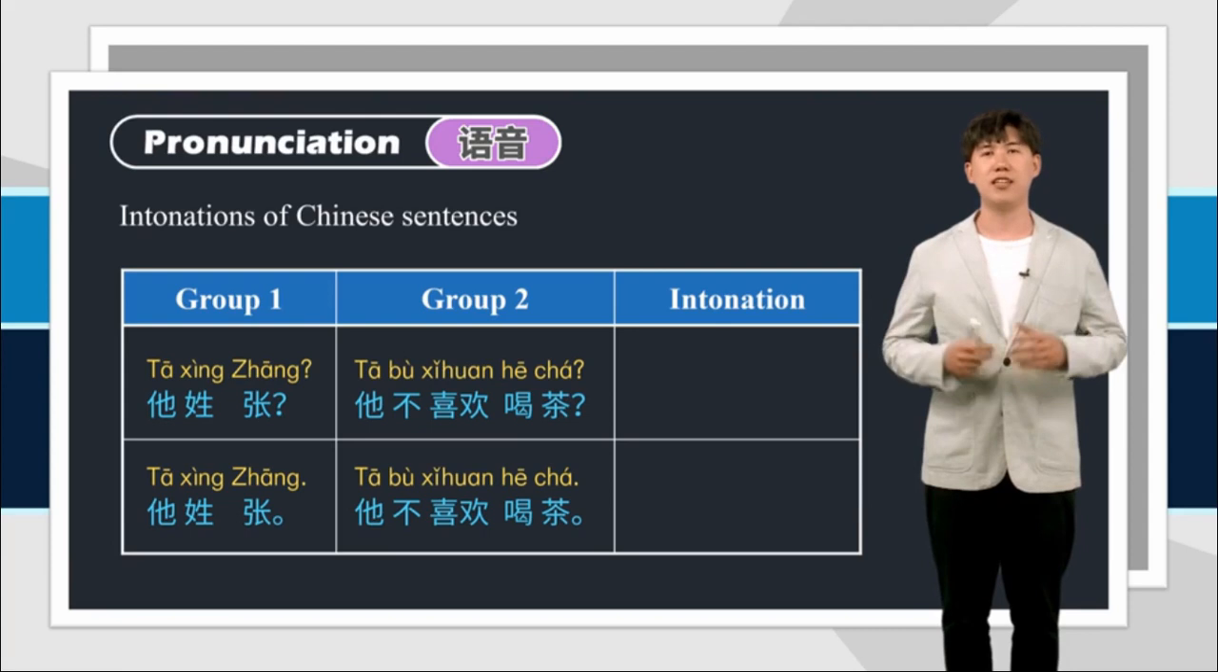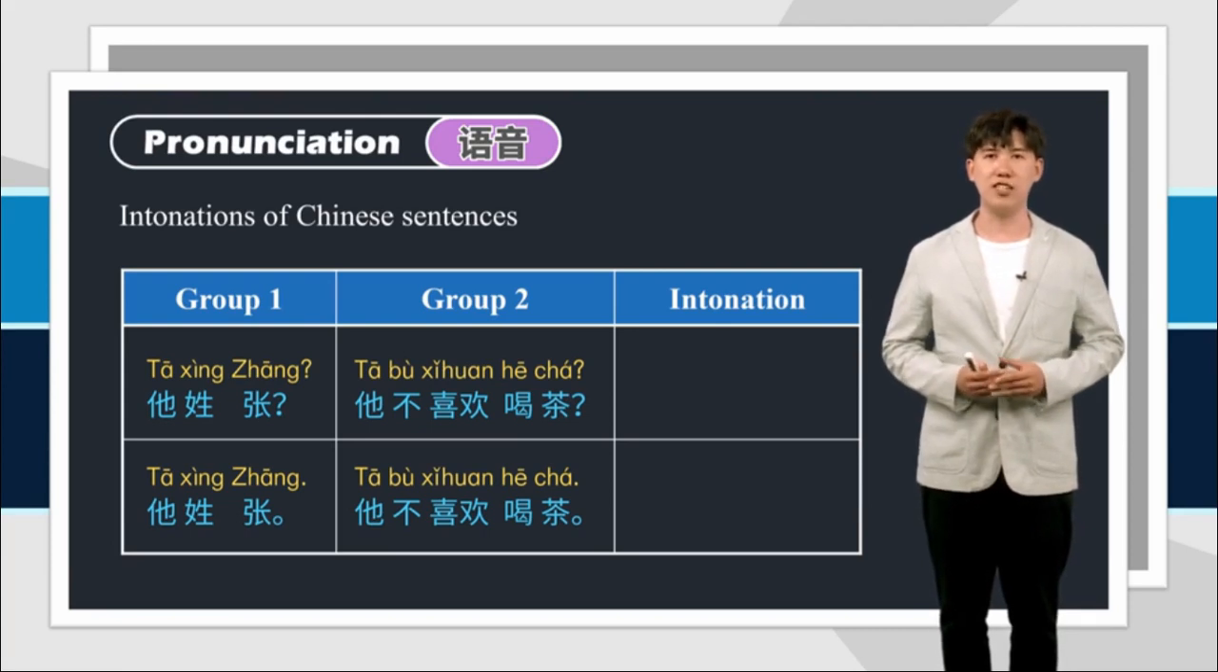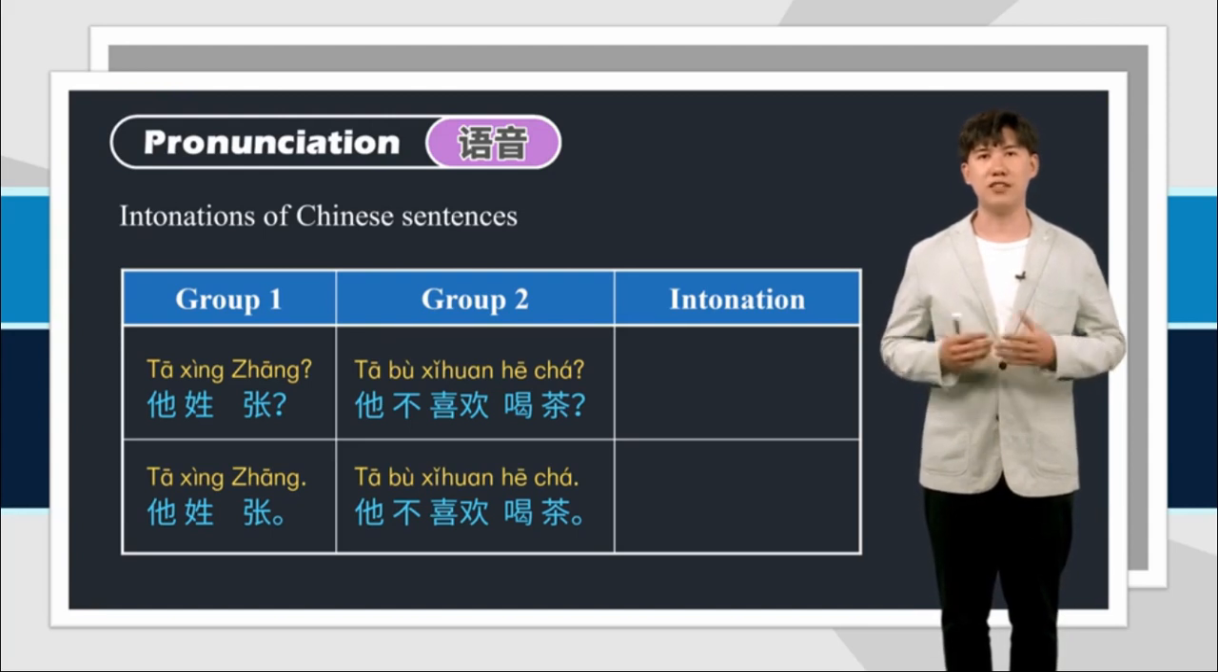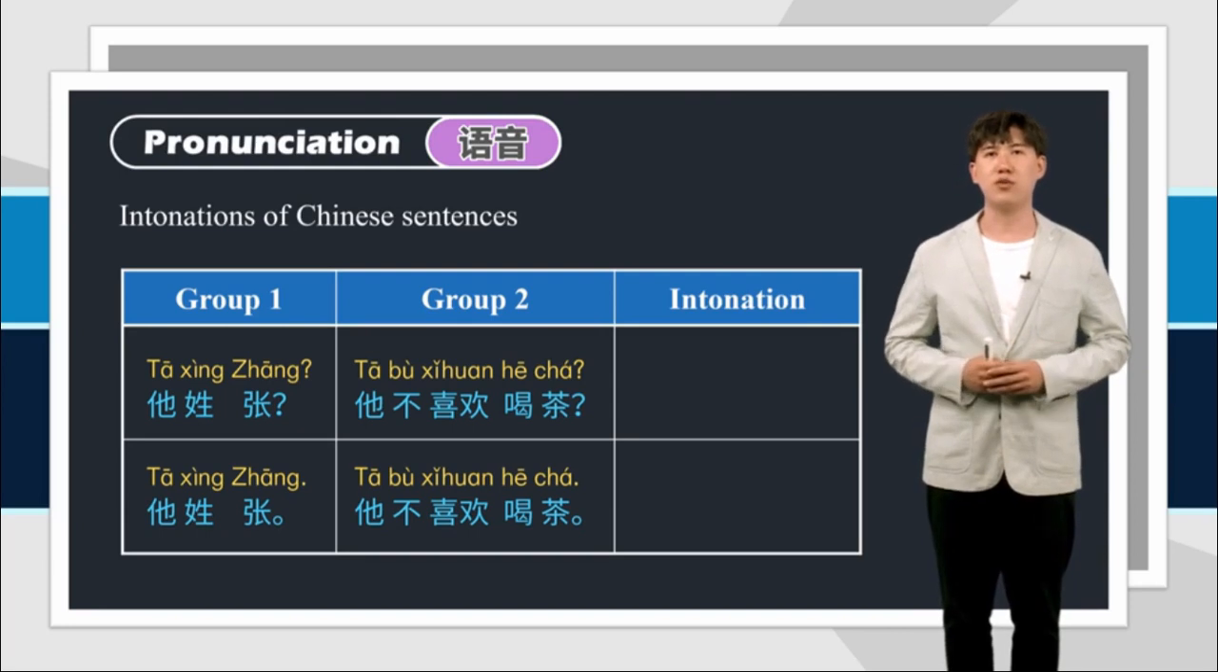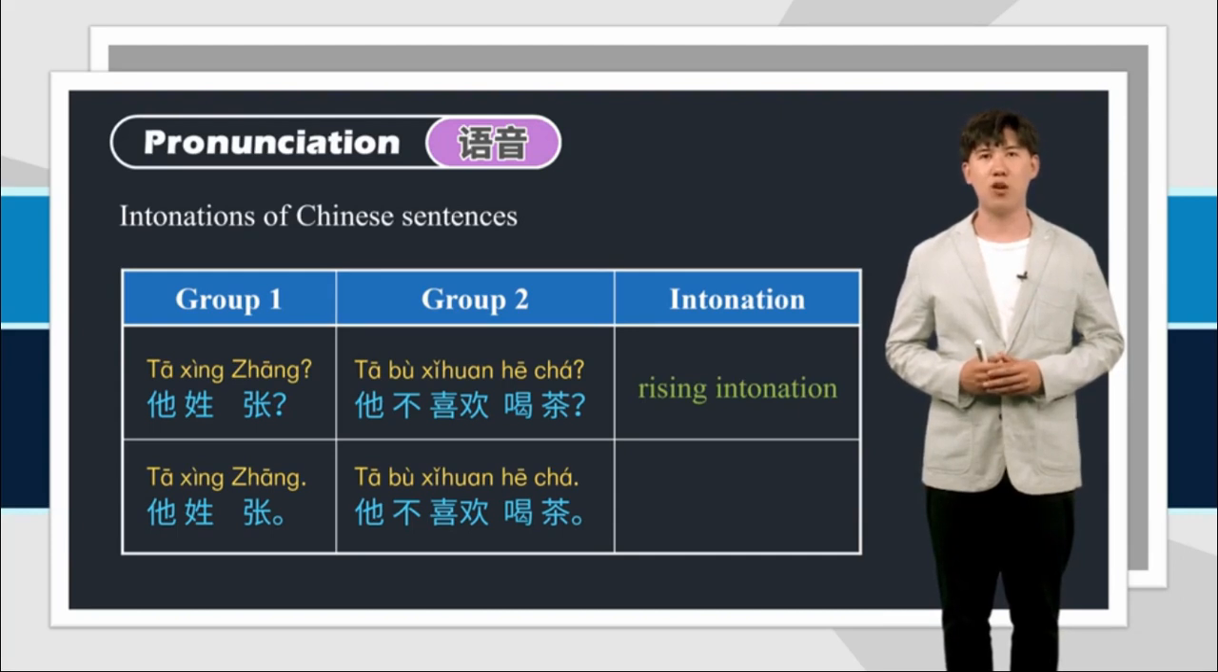Generally speaking, in Chinese, interrogative sentences have a rising intonation, and declarative sentences have a falling intonation. So, the first sentence of each group with a rising intonation, 他姓张，他不喜欢喝茶, are questions. And the second sentence of each group with falling intonation, 他姓张，他不喜欢喝茶, are answers.